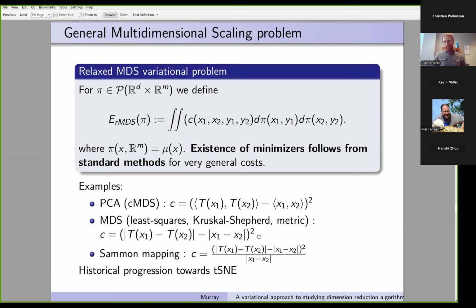Because we don't know that minimizers exist for this MDS problem, the natural thing to do is to relax the problem. Here I replace the d mu and the T's with now a d pi, and then I have y1 and y2. Once I've written down this relaxed multidimensional scaling problem, the existence of minimizers follows from very classical direct methods stemming from, say, probability theory.